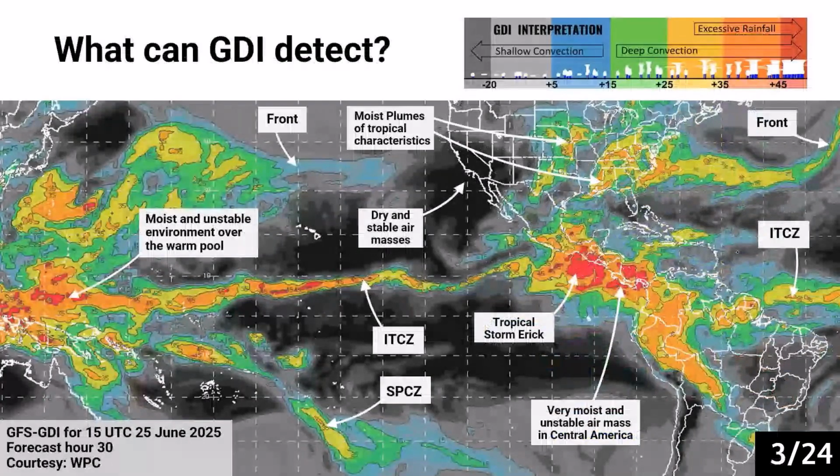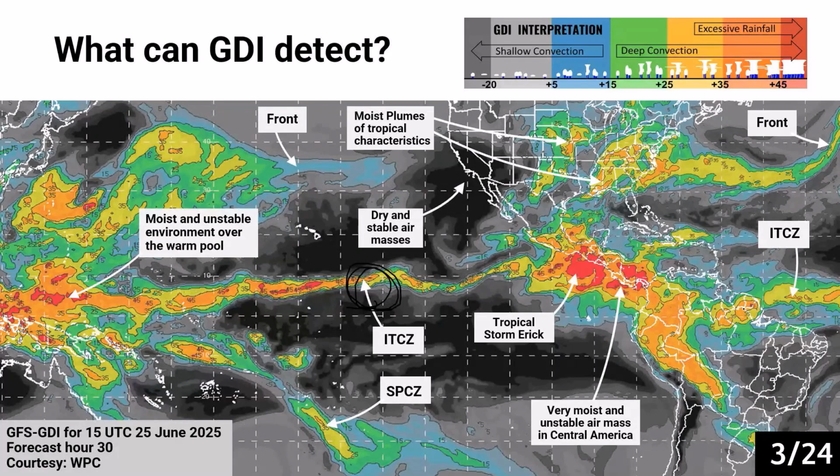Okay, so what can the GDI detect? The GDI can detect a lot of different things. This is a graphic that covers the current situation. I did this with yesterday's forecast. So this is a forecast, but you can have an idea of the different systems that are present in the Pacific and the Americas. You can see, for example, the ITCZ, the Intertropical Convergence Zone, along the entire Pacific and the monsoon trough into Central America. You can also see the ITCZ in the Atlantic. Then you can also see fronts. So the GDI can detect some fronts as well.